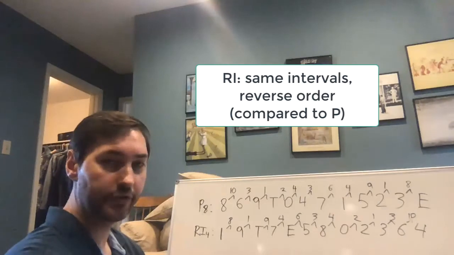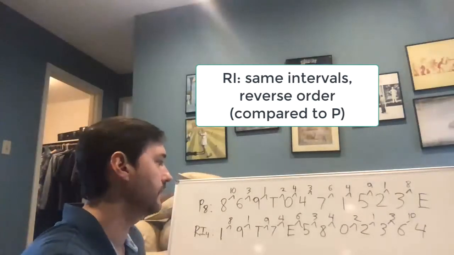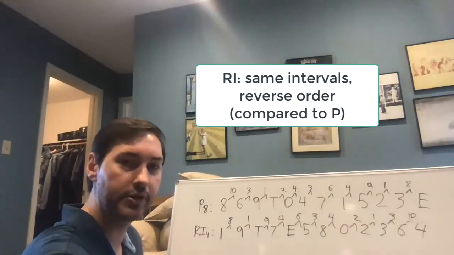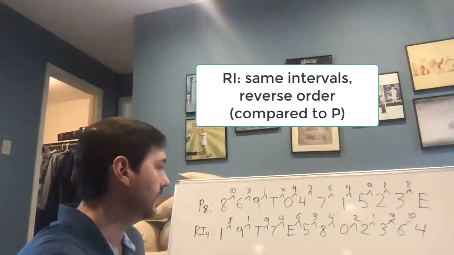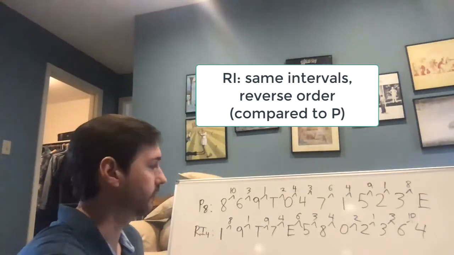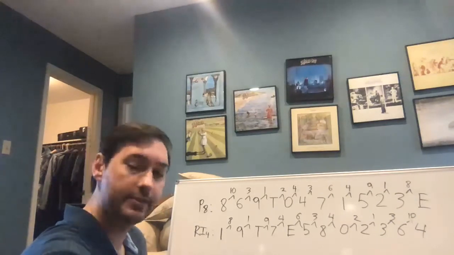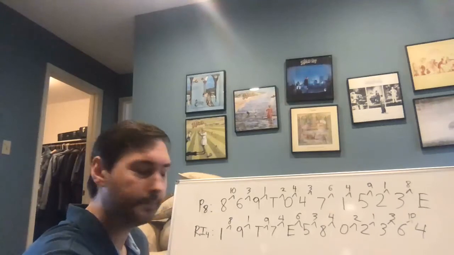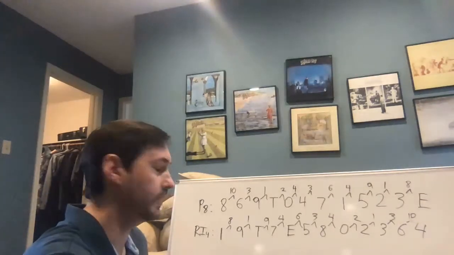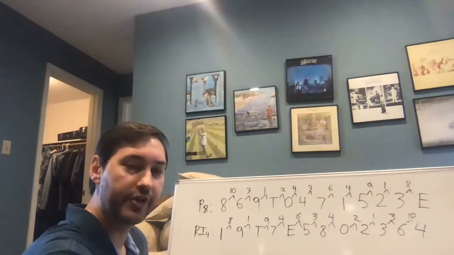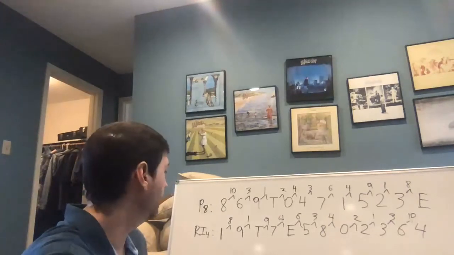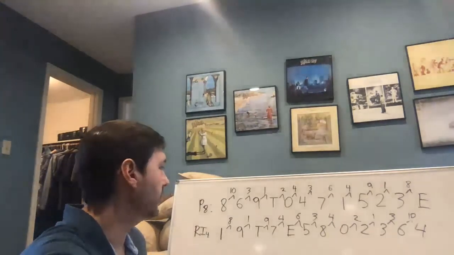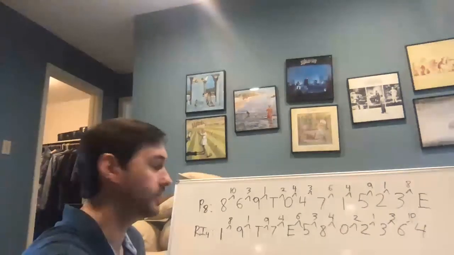So retrograde inversion, even though it might seem to be the most different from P from an interval standpoint, is not as different as the retrograde row. Retrograde is most different. To summarize: inversion has complementary intervals in the same order. Retrograde has complementary intervals in reverse order. And retrograde inversion has the same intervals in reverse order.